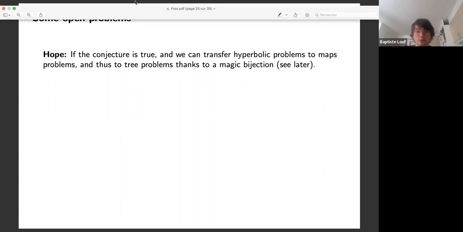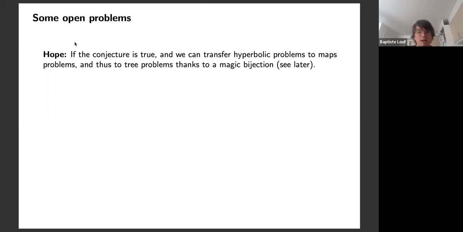So that's really cute and everything, but there's more practical hopes for this conjecture. In particular, if this is true in a strong enough sense, then we can transfer problems from one world to the other. In particular, transfer some hyperbolic problems to the problems of maps. And I believe that unicellular maps are easier to tackle, because there is this magic bijection that I'm going to tell you about later. So we would transfer hyperbolic problems to basically problems with random trees, which combinatorists and probabilists know quite well.